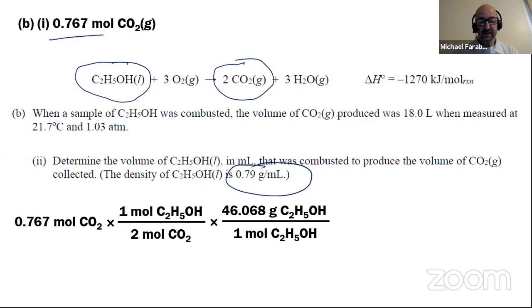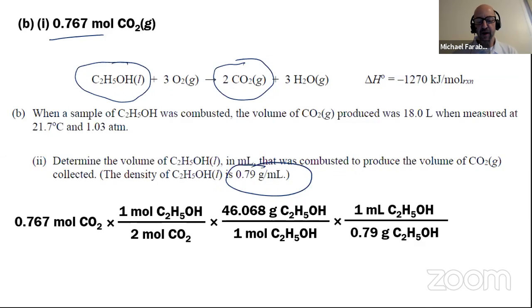Now we're going to use the periodic table. So we should have approximately 46 grams per mole if we add up the atomic masses of 2 carbons, 6 hydrogens, and 1 oxygen, about 46. And then we have 0.79 grams on the bottom and 1 milliliter on the top to convert grams into milliliters. And so we get around 22 milliliters.